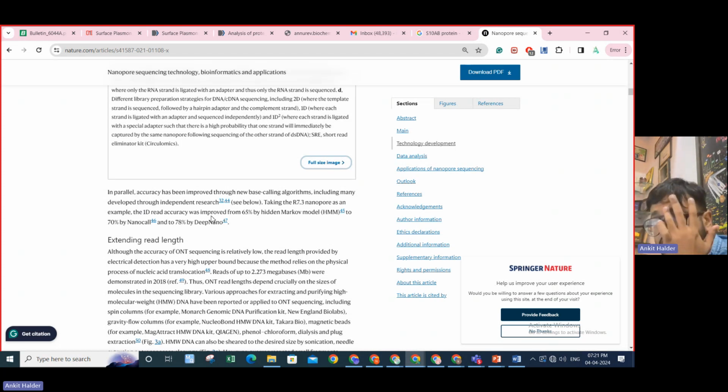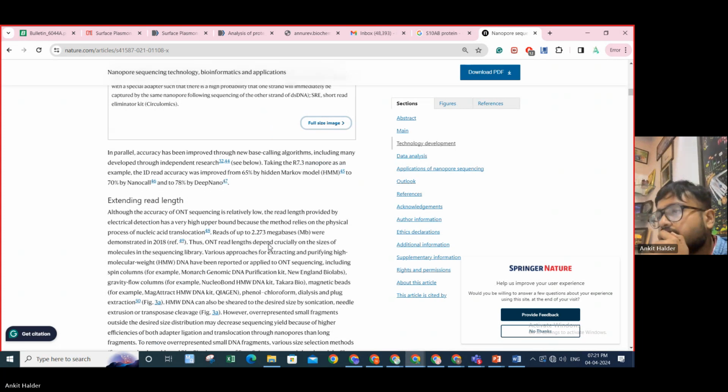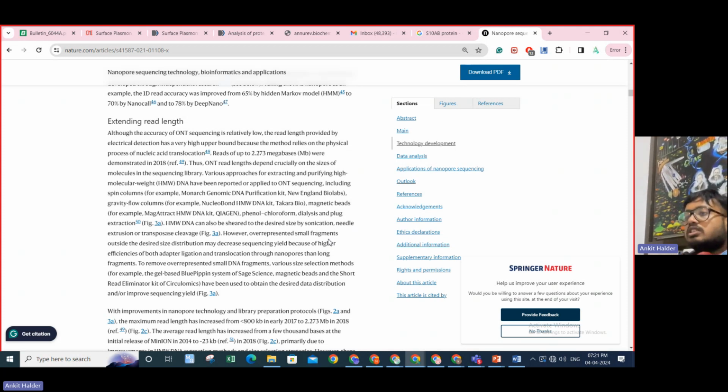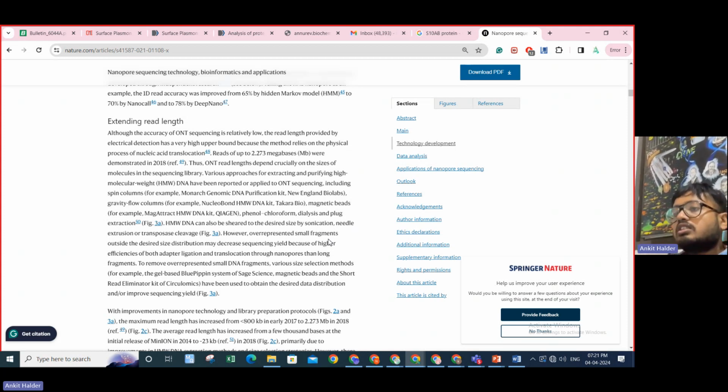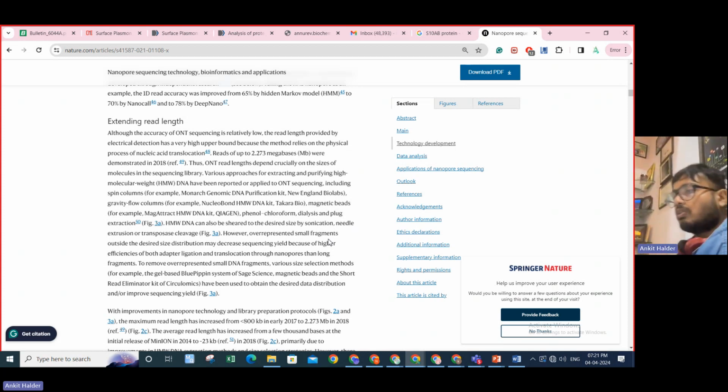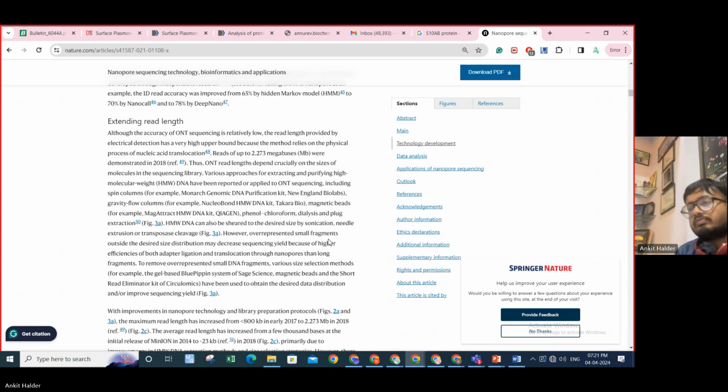Gravity flow across magnetic beads, dialysis and plug extrusion. Each molecule can also be sheared to the desired size based on location, medium distribution, and transposes. Cleavage, however, operates at a small offset from the desired site, which decreases yield. Higher efficiencies of both adapter ligation and translocation are seen with long fragments.